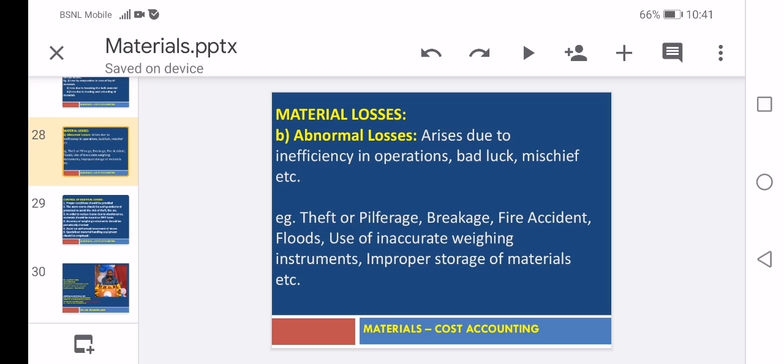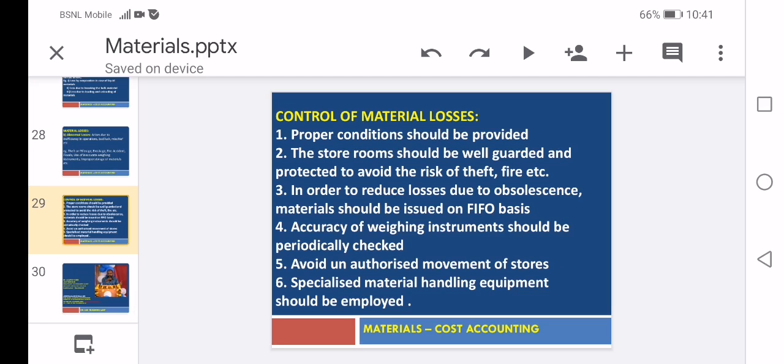For every problem there is a possible solution. Similarly, for material losses also, a controlling mechanism can be followed with the help of the following procedures or precautions. Proper conditions should be provided. What are conditions? Based on the nature of the production, based on the nature of material that we are using, proper conditions are to be established.